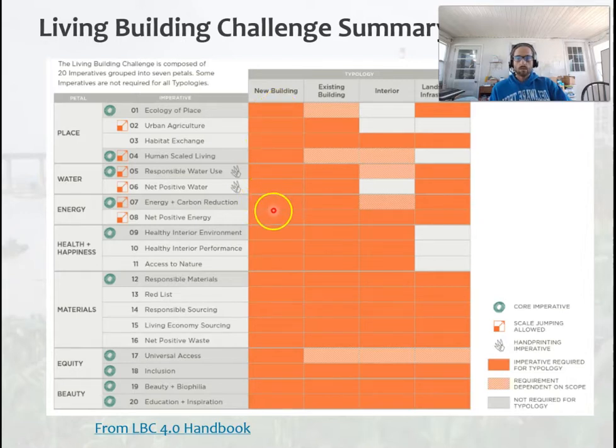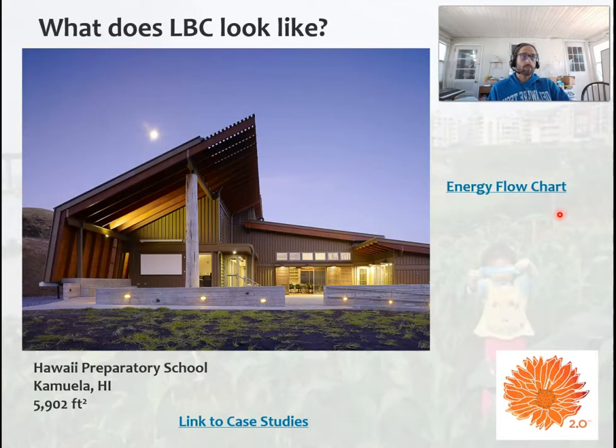Okay? Carbon reduction, net positive energy, healthy indoor, access to nature, responsible materials, red list, responsible sourcing, all this stuff, right? Beauty and biophilia, inclusion, universal access, education, inspiration. All of these have to be hit in order for you to get that full living building certification. So as you can see, it's very, very robust. Okay, so there are some living buildings out there. There's not a whole lot, but here's an example of one.